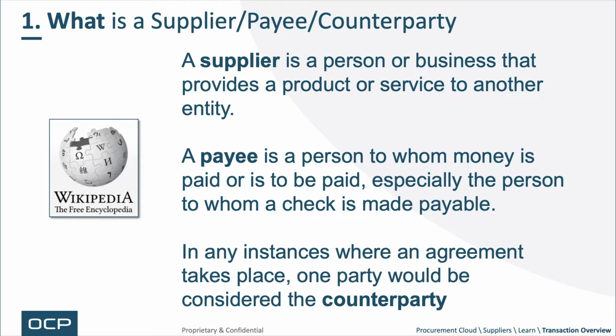What is a supplier? To that we'll add payee and counterparty. A supplier is a person or business that provides a product or service to another entity. A payee is a person to whom money is paid or is to be paid, especially the person to whom a check is made payable. In any instance where an agreement takes place, one party would be considered the counterparty of that transaction. So obviously that's a little bit more focused on agreements, or really what in Fusion is called contracts.